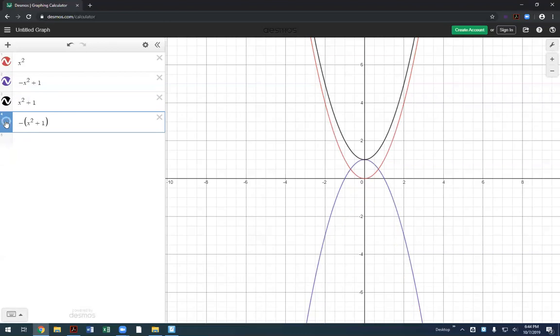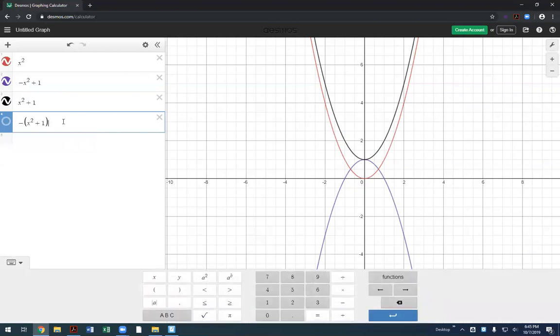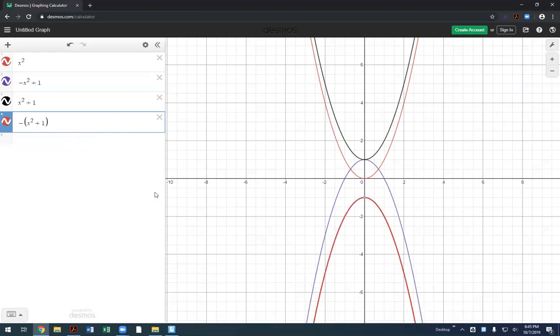Color choice here? Nope. I don't really want to use the red, but I guess we'll go with it. So that's what happens with our original x squared function being moved up 1 unit and then reflected down. Look at the difference between this second red function and the purple. Those are what those two functions are giving us.